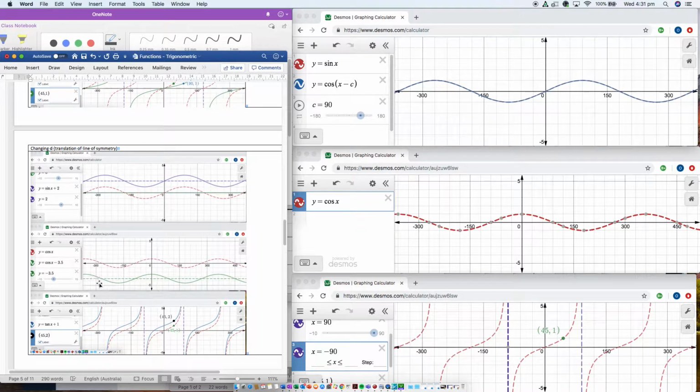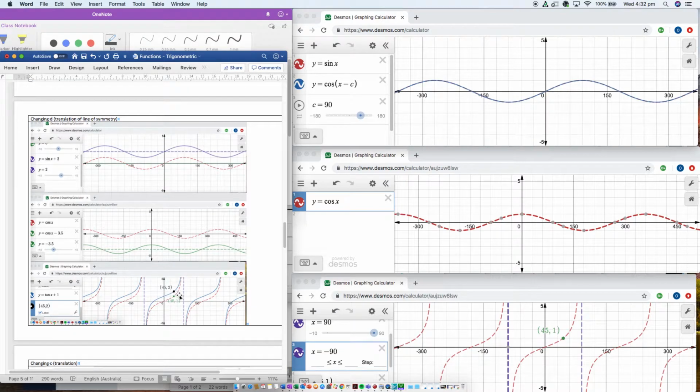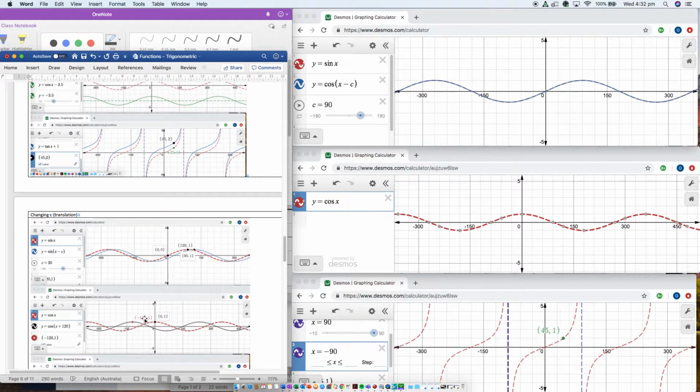Down here we can see translating by changing D moves it up or down, depending on if it's positive or negative. And we have that line of oscillation that I like to use. I'm not sure about you. Otherwise you can just say it's every y value plus 2, or every y value take 3.5. Tangent's the same as well, and it does not affect our x is equal to 90, x is equal to negative 90 asymptotes.